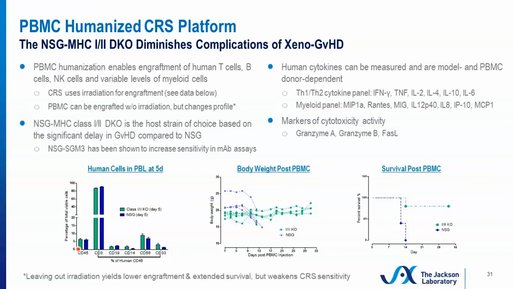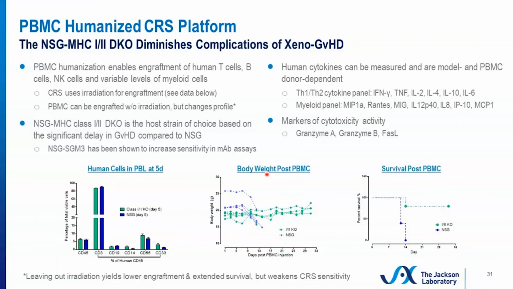You can look at the total human CD45 and then ask what proportion of those human CD45 cells are CD3 positive T cells, CD19 B cells, CD14 myeloid cells, CD56 NK cells, or CD33 positive myeloid cells. And all are being engrafted. There's primarily an expansion of T cells, but these other subpopulations are found in these mice.